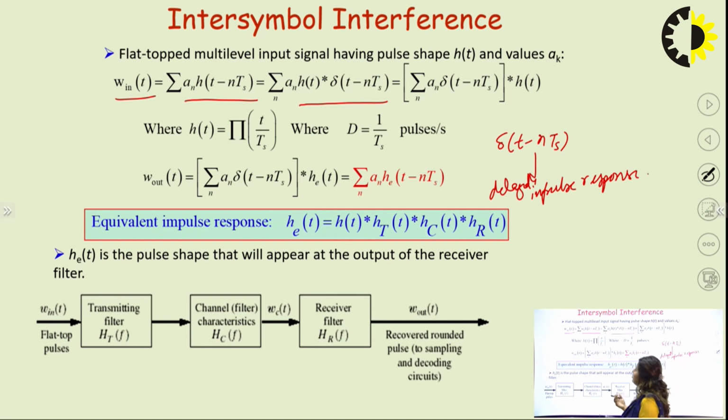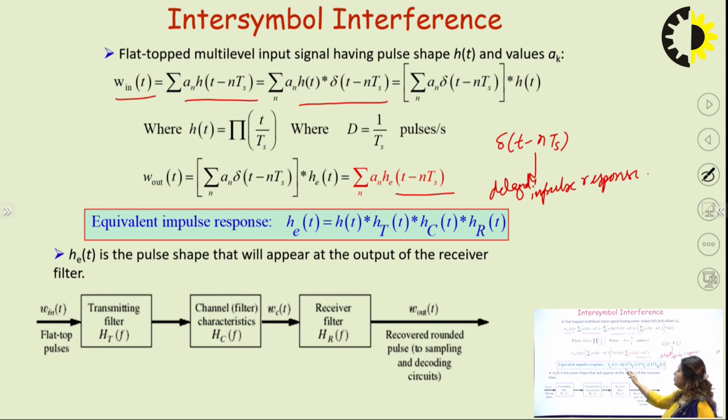So what will you get at the output of the channel? w_out is equivalent to summation over n of A_n δ(t − nT_s) convolved with h_e(t). Here h_e(t) is the impulse response of the channel, and that impulse response is to be convolved with the entire delayed version of the input signal, and that comes out to be summation over A_n h_e(t − nT_s).